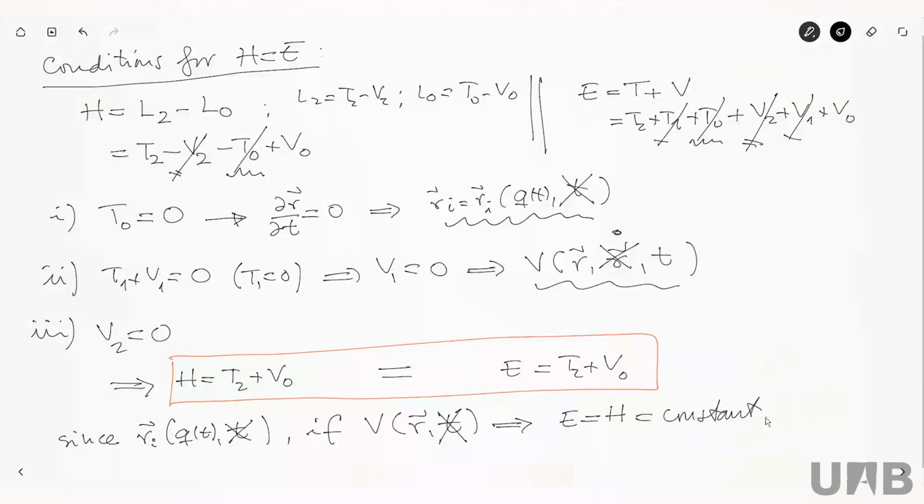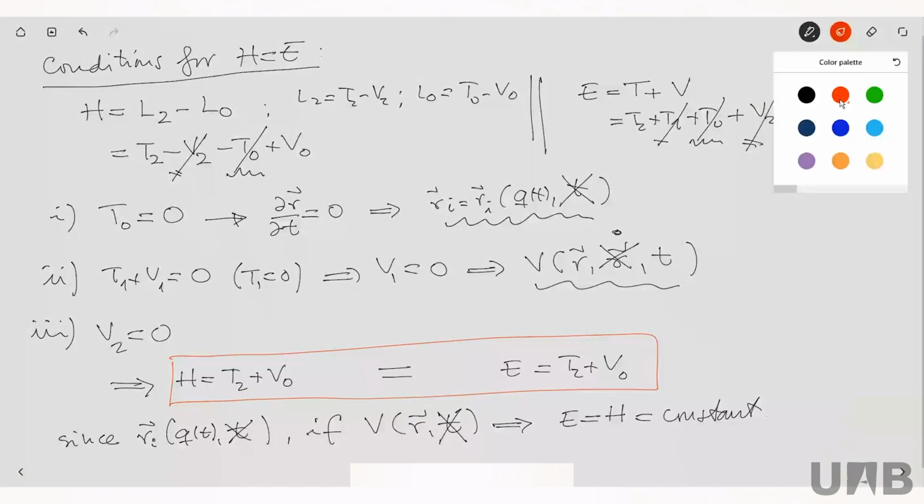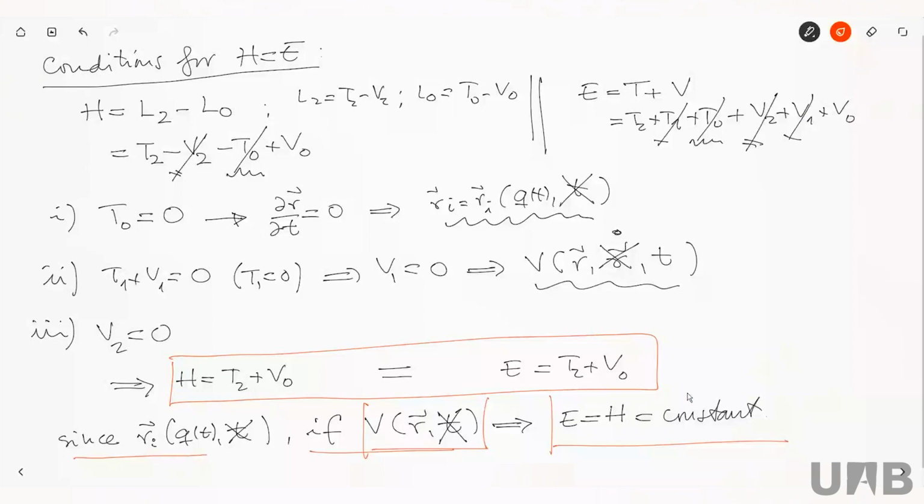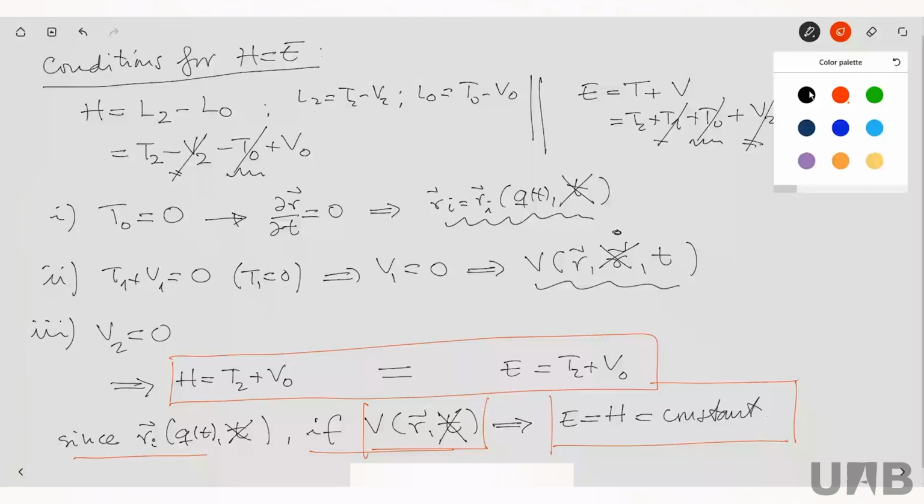Okay? So this is another result, which is very useful and we will have to remember. So in all these conditions, when the Hamiltonian and the energy are the same, if the potential does not depend explicitly on time, then not only is the energy the Hamiltonian, but they are also constants of motion. Okay? Any questions?